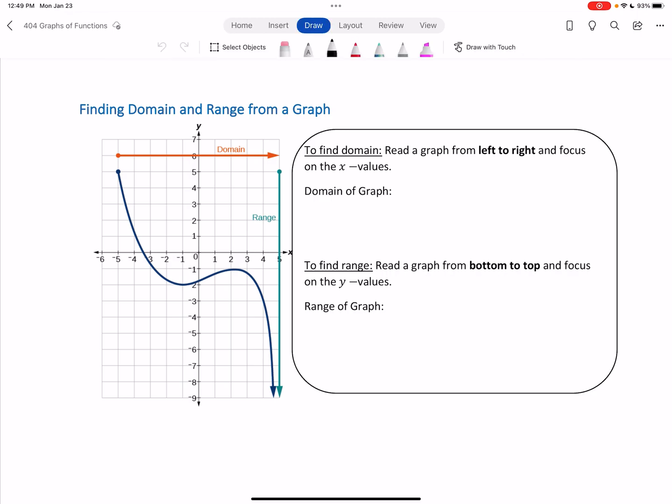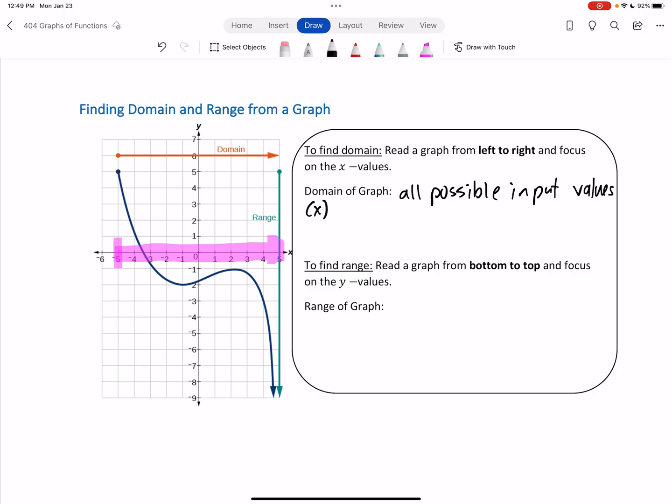So when you're looking at a graph and you want to find the domain, you're looking for all the possible input values. And think about that as the x values, all the possible x values. So when you look at the graph, you want to see how far left does this graph go? And if we see that this very last point is at -5 on the left. And then we think about how far right does the graph go?